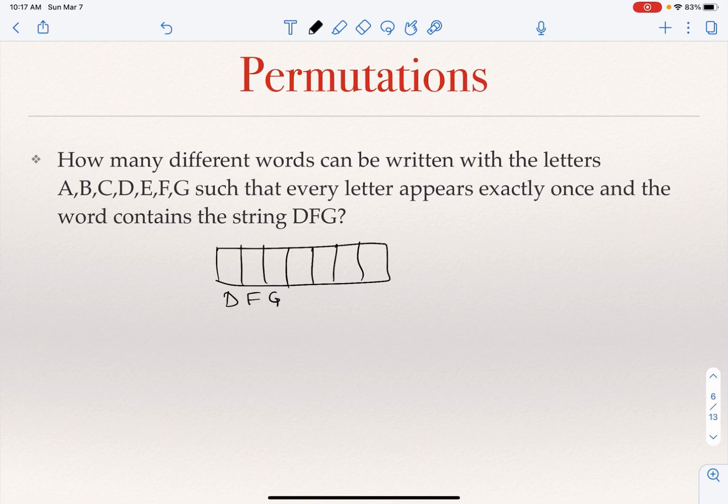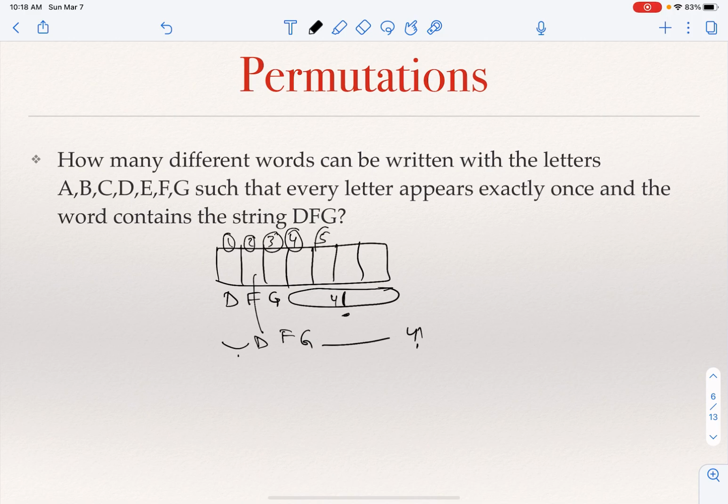DFG could start from the first letter, so this will be DFG here. If DFG is here, then what I have left is 4 positions, and there are 4 factorial ways to put the other 4 letters. The other thing could be that the DFG starts in the second, the third, or the fourth position, and then we still have 4 positions and 4 factorial ways. So DFG could start in the first position, in the second, in the third, in the fourth, and in the fifth. It cannot start in the 6th or 7th. There isn't enough space to put them there. So there are 5 places to put the DFG.